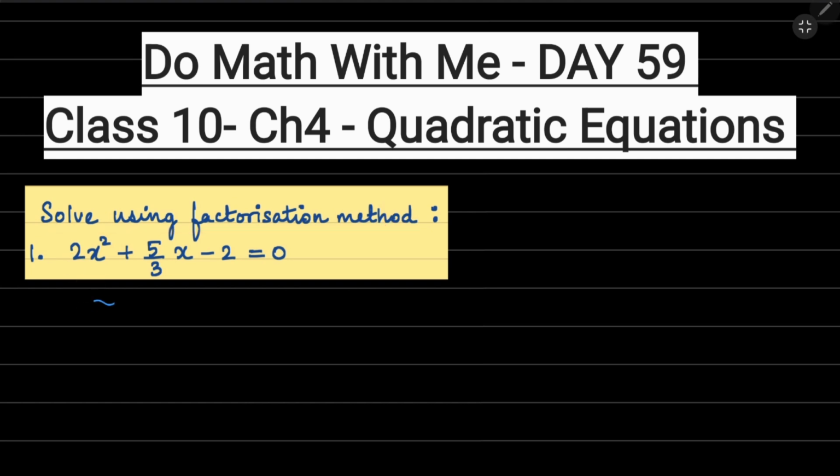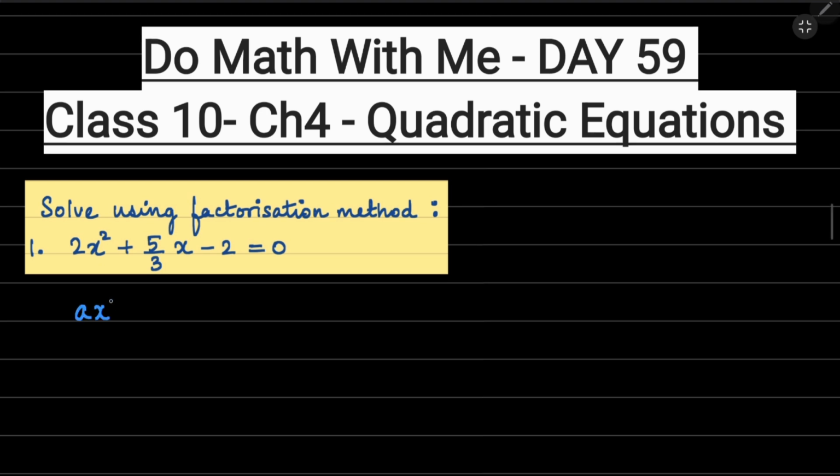Any given quadratic equation should be of the form ax square plus bx plus c equal to 0. Right? Now, from the given equation, you have to know what is your a, what is your b. A, b and c are the coefficients. A is the coefficient of x square, b is the coefficient of x, and c is the constant.